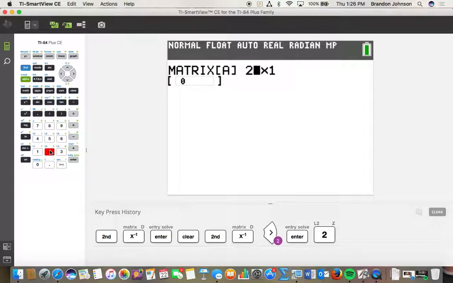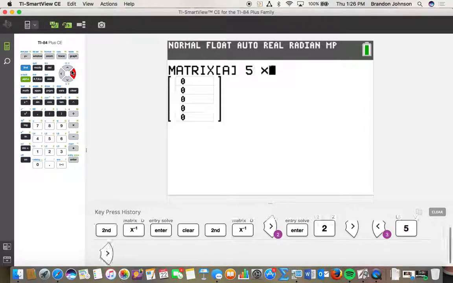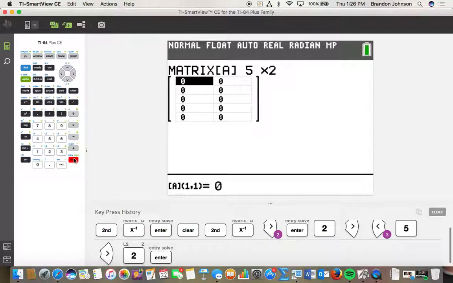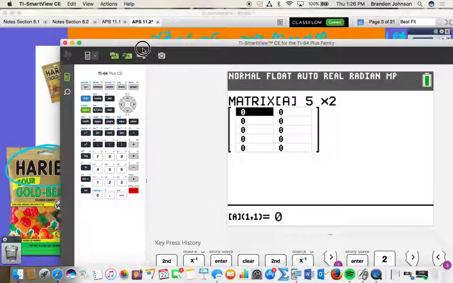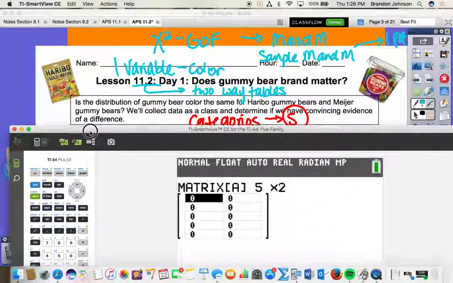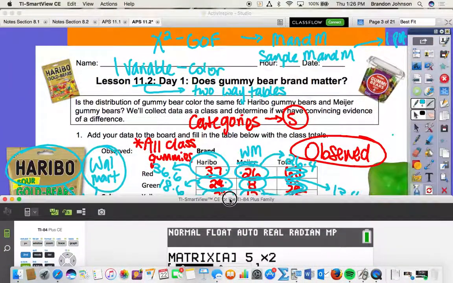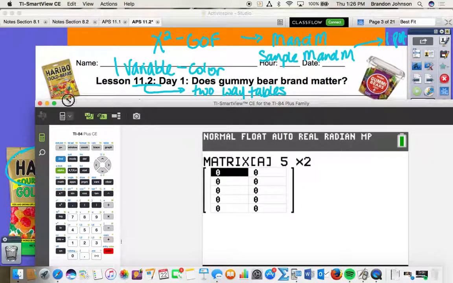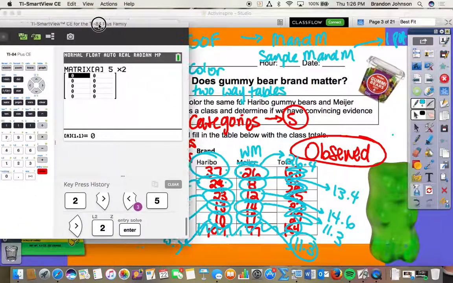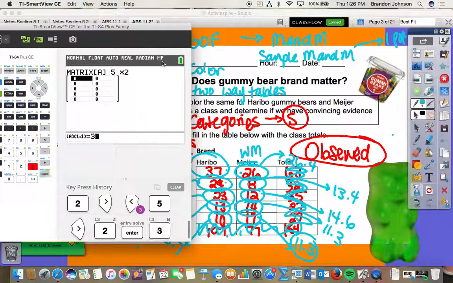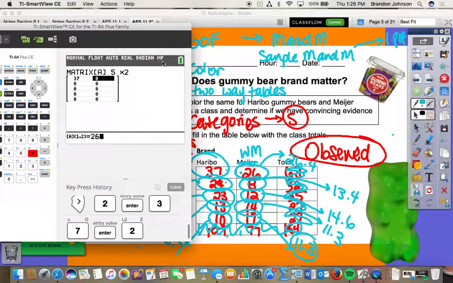So this would be like a 2 by, I'm sorry, this should be the rows first. So the rows would be 5 by 2, okay? All right, and so what we're going to do is just literally plug in the values of what my observed would be there, okay? So let's see if I can come back here, and I'm going to put this lower here. So I'm going to do the red first. I'm going to minimize this. And then the B is going to be the expected, which would be the blue. But we're going to go 37, enter, 26, enter.